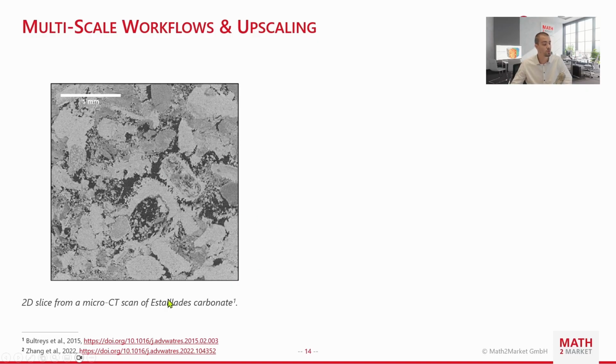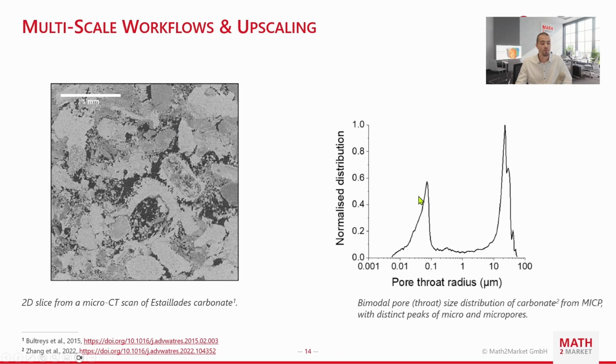Here we have one 2D slice from a micro CT scan of Hysteresis carbonate from Tom Baltris and his group, where we see in black the pore space. In dark gray, it's the mineral phase. However, this mineral phase has a considerable amount of unresolved pores. And then in bright gray, we have the solid phase in this example. So let's say that this bimodal pore throat size distribution is what represents this sample.